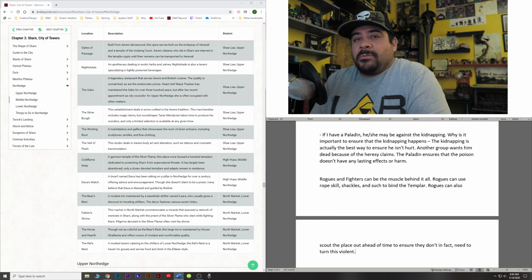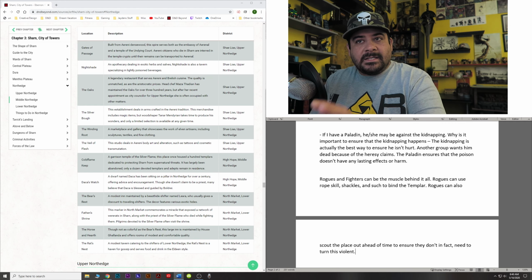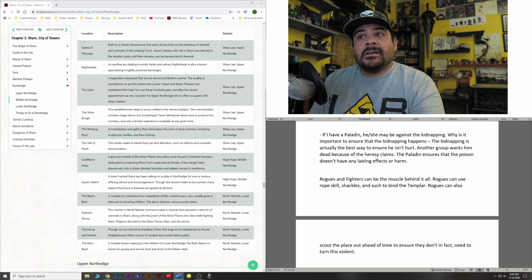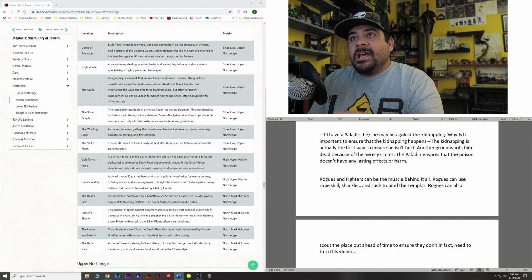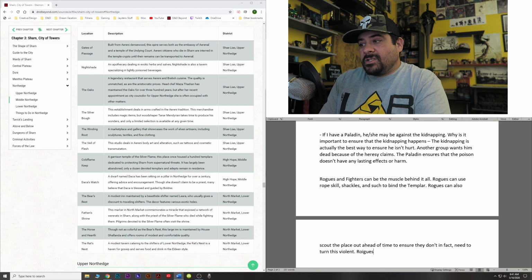You've got a barbarian in your party that basically says, we're going to do this the right way. We're going to make sure the paladin's happy. We're not going to hurt anyone. But if things go wrong, I'm Hulk smashing, right? So maybe the rogues and the ranger or something like that, those that are skilled in it, can ensure that this goes smoothly.